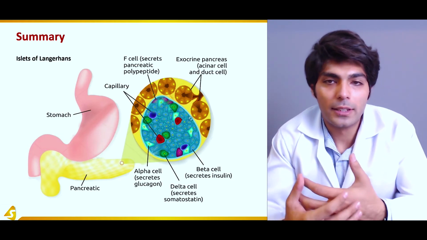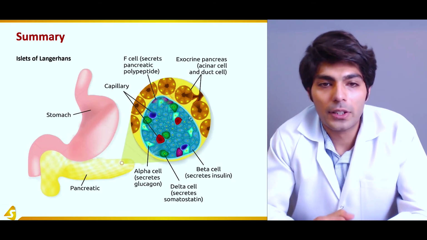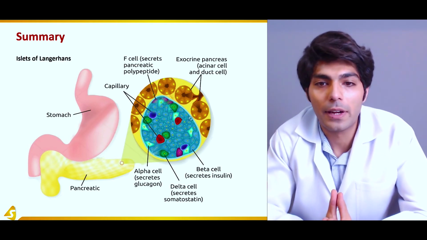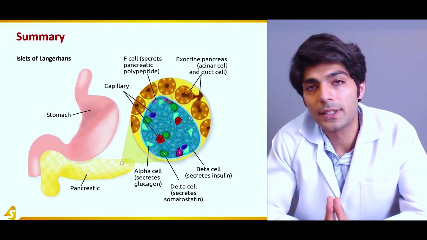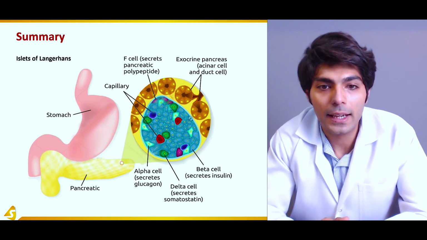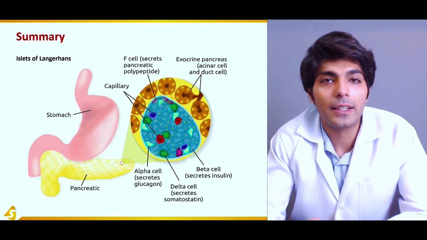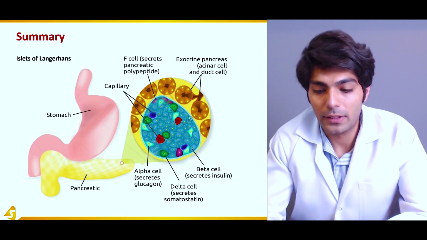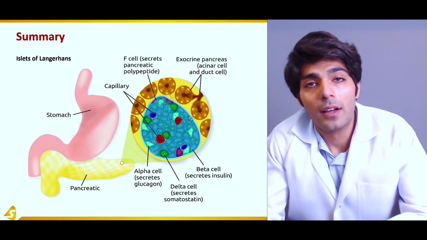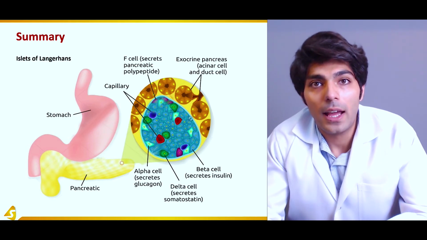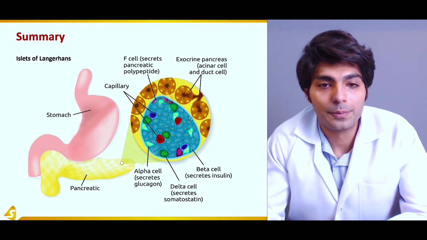So we're going to summarize the whole lecture. We discussed the islets of Langerhans, the pancreatic cells, namely beta cells, alpha cells, delta cells, and F cells. Beta cells secrete insulin, delta cells secrete somatostatin, and alpha cells secrete glucagon.